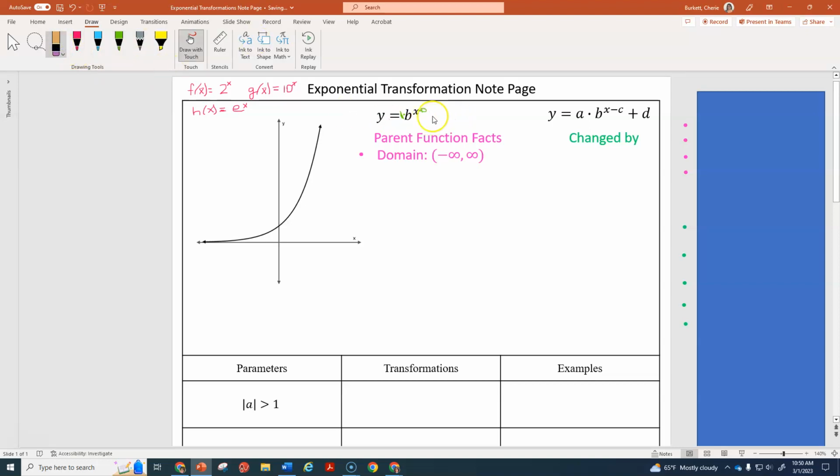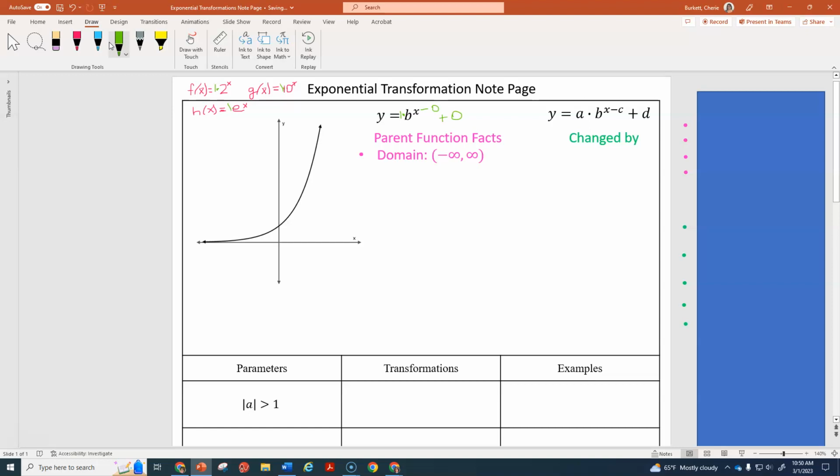So let me erase all of those again. You do have an a, b, and a c. When we have these parent functions, the a is just a 1. In other words, there's a 1 right there, there's a 1 right there, there's a 1 right there. So the a value is 1. The c value, we're taking away 0 from that x value, and we're adding 0 to the end.